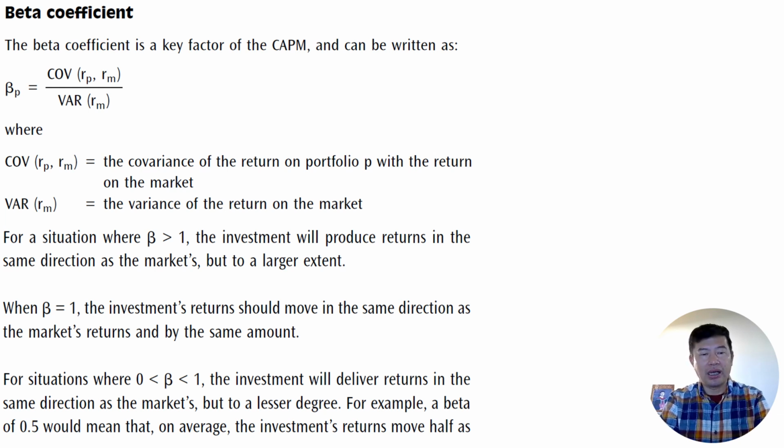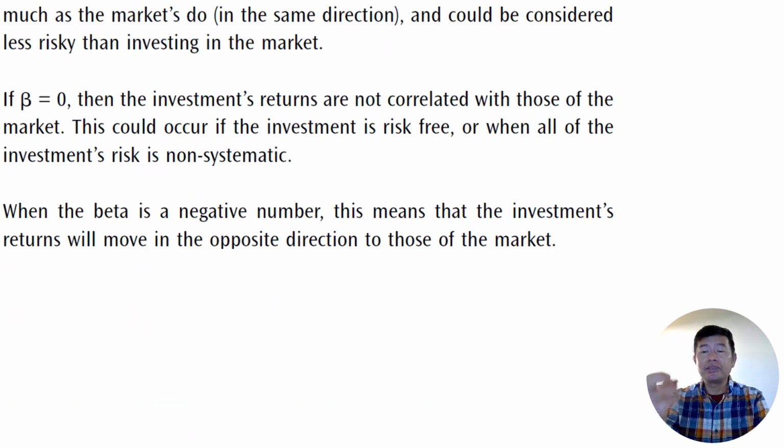Now, beta greater than 1. What does it mean? Beta equal to 1 means the investment should move in the same direction as the market return by the same amount. Beta greater than 1 means the investment will produce a return in the same direction as the market, but to a larger extent. Why do they say the same amount? Because a portfolio is a bunch of investments, right?